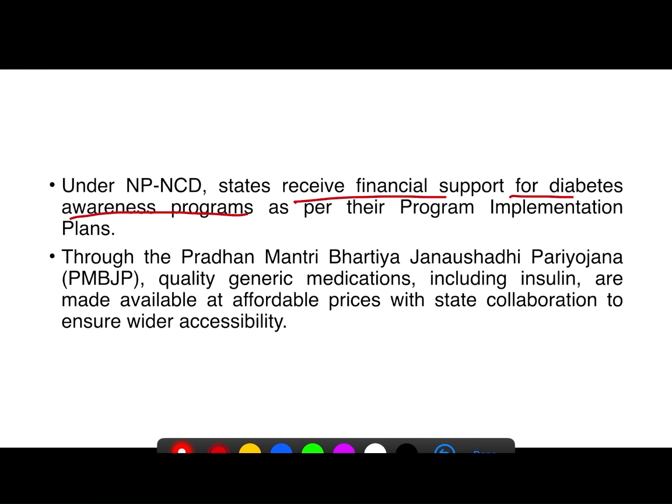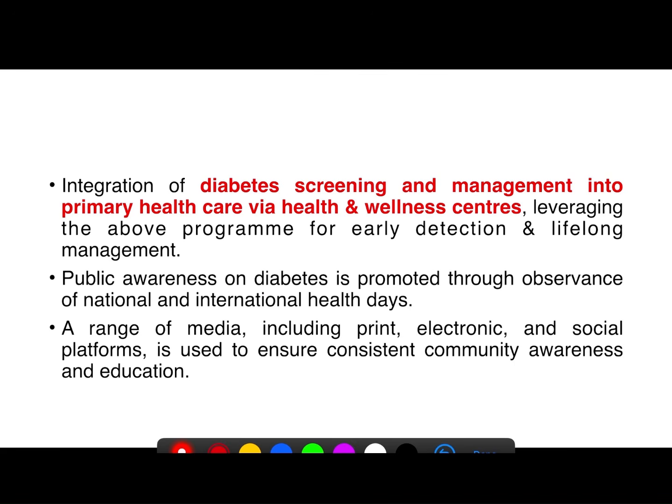Through the Pradhan Mantri Bhartiya Janaushadhi Pariyojana, quality generic medicines, including insulin, are made available at affordable prices, with state collaboration to ensure wider accessibility. Also, there is an integration of diabetes screening and management into primary health care via health and wellness centers. Public awareness on diabetes is promoted through the observance of various national and international health days, and through the use of media, print, electronic and social platforms, to ensure consistent community awareness and education regarding diabetes.